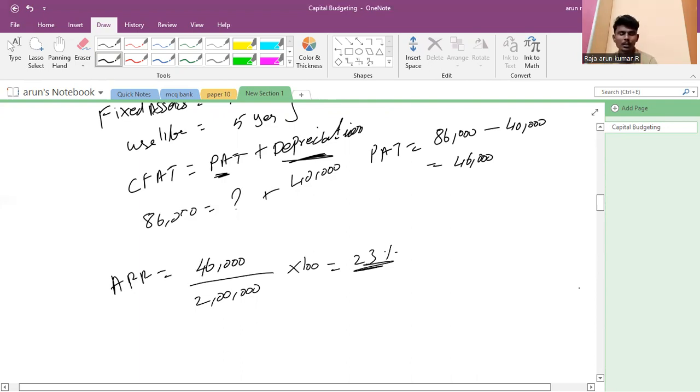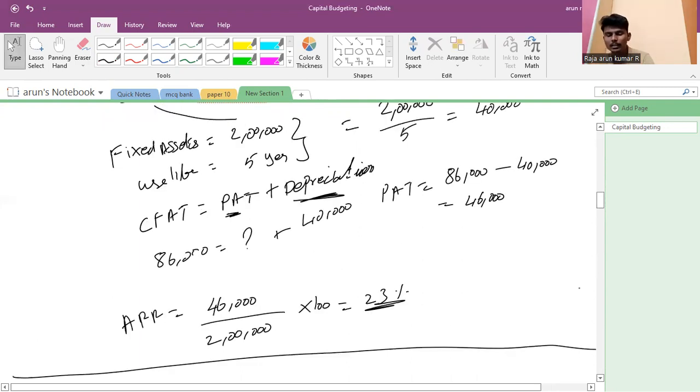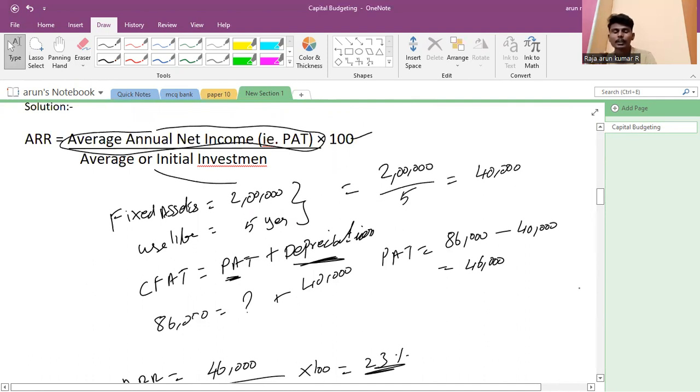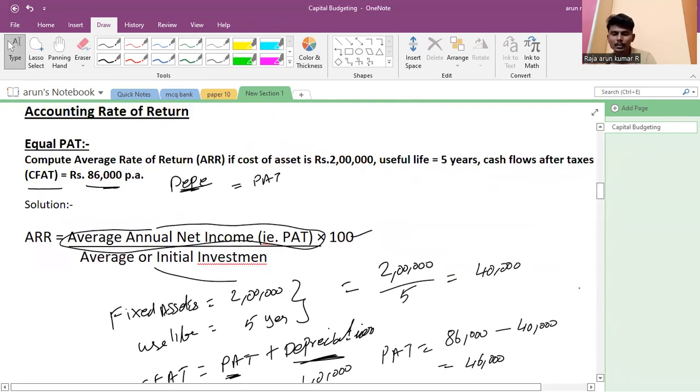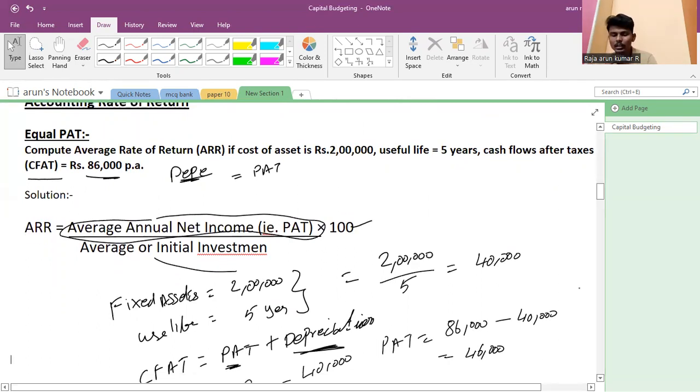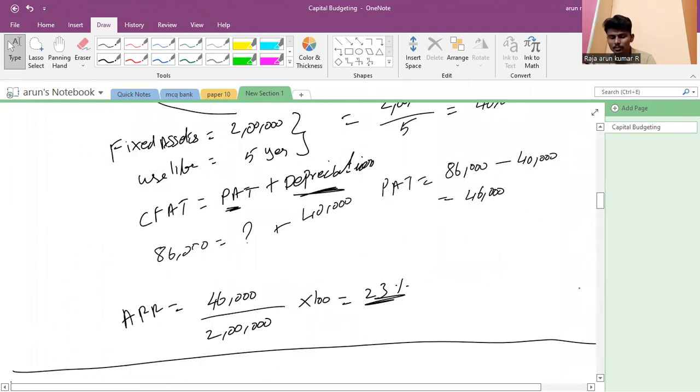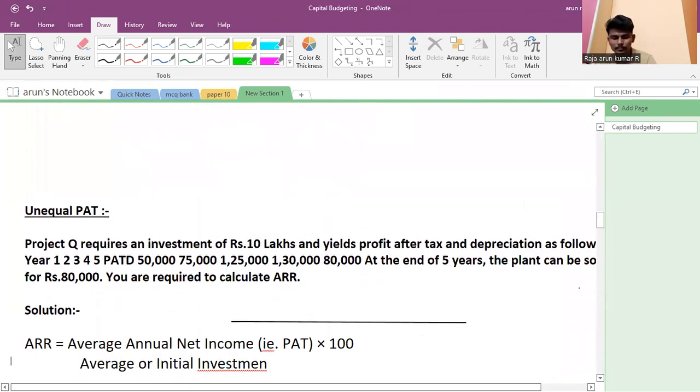This is the concept. We do this step. They not given the PAT directly. We find out with the cash flow after tax. Cash flow after tax includes the depreciation. We exclude the depreciation, we get that PAT. After getting the PAT, we divide with the initial investment, which means the fixed asset cost, and multiply with 100. We get that percentage of ARR. Okay, we do that second sum.